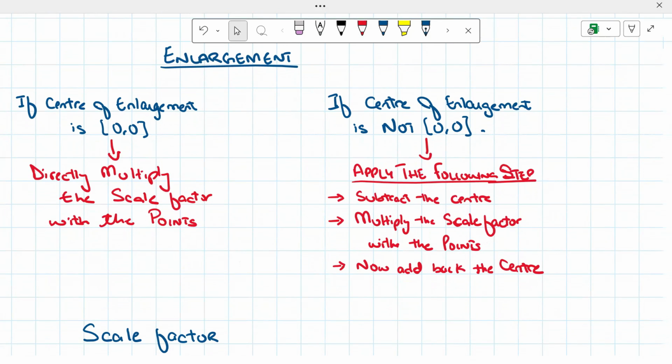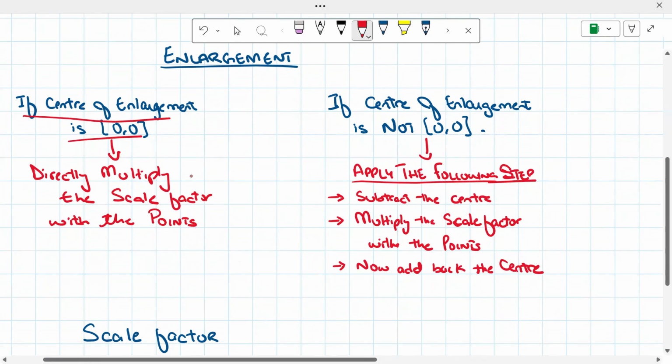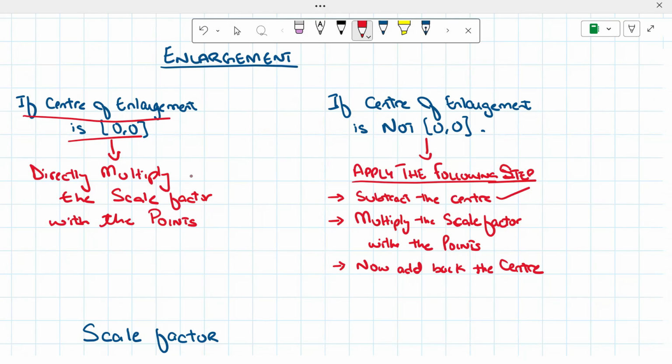Okay. The concept says what? For the enlargement, if the center of enlargement is 0, 0, we will directly multiply the scale factor with the points or the coordinates that we are given. But if the center of the enlargement is not 0, 0, the origin, we are going to follow the three steps that we have already done in translation and in rotation. What is that? Subtract the center, multiply the scale factor with the points, and add back the center.